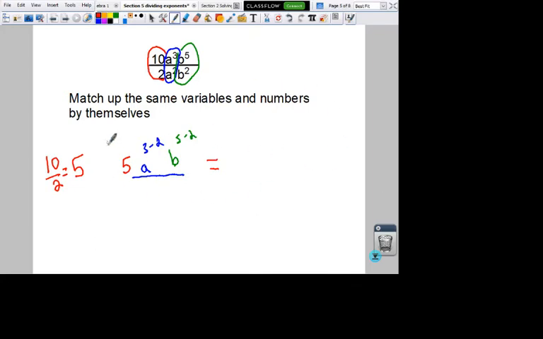Alright, and then I just have to go through and do this last little bit. That 5 is just going to stay there. It's not going to change anymore. I'm going to have a to the 3 minus 2 is a to the 1.